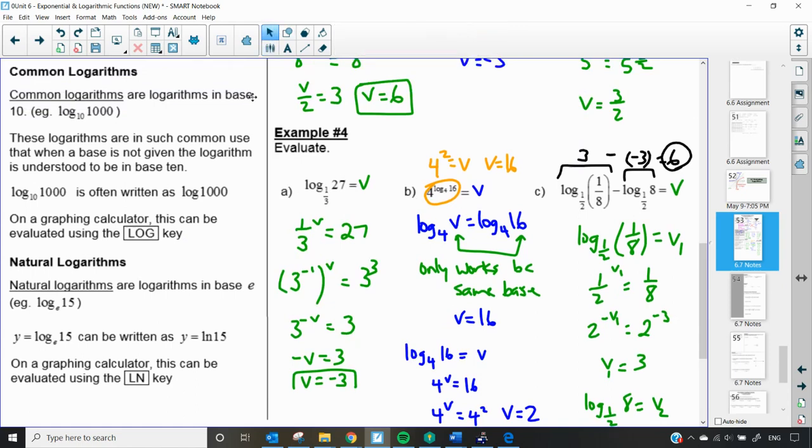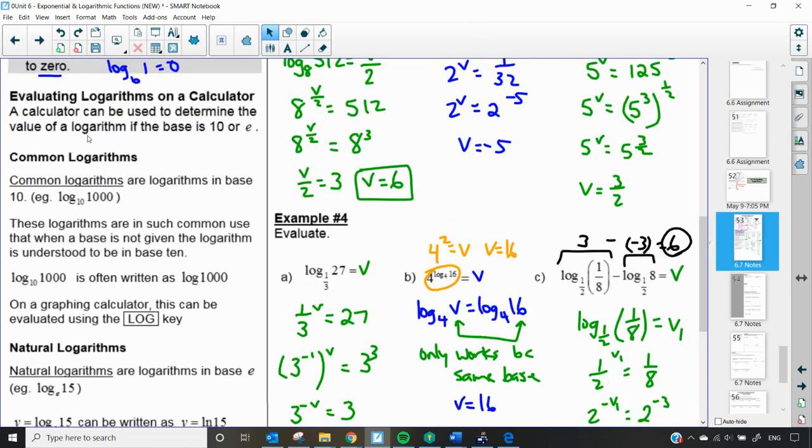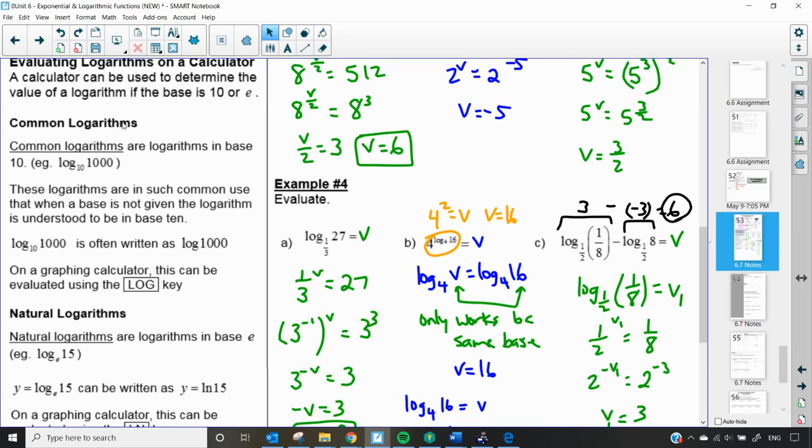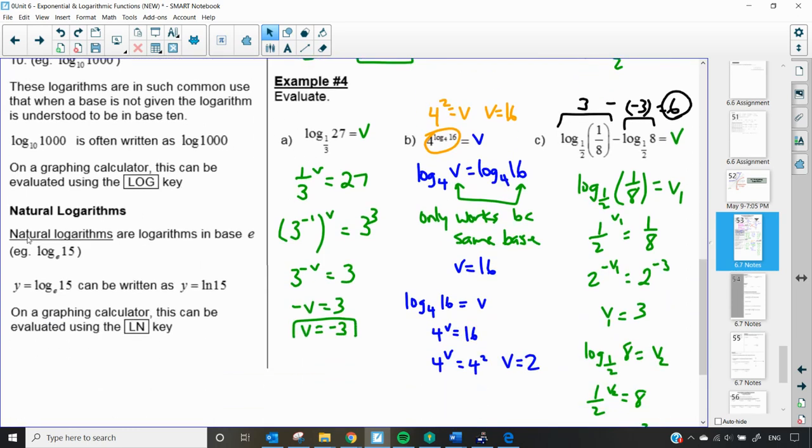Now, in previous lessons, we've talked a lot about common logarithms and natural logarithms, and these can be used on our calculator. Remember that a common logarithm is base 10, and we can use that log key on our calculator. So log base 10 of 1,000 is the same as log 1,000. And natural logarithms are our ln button. And so this is where we have our log base e being equivalent to ln.